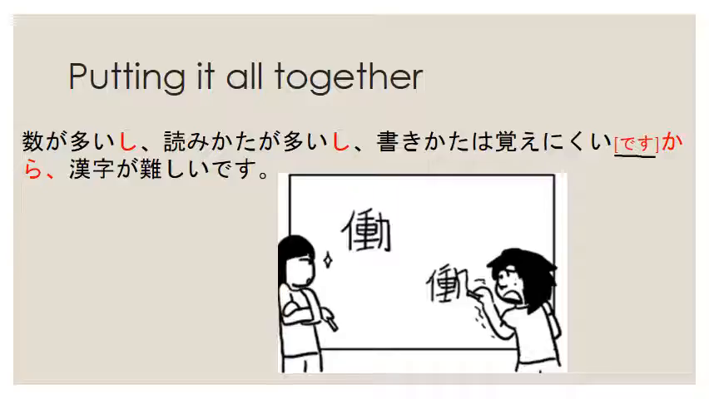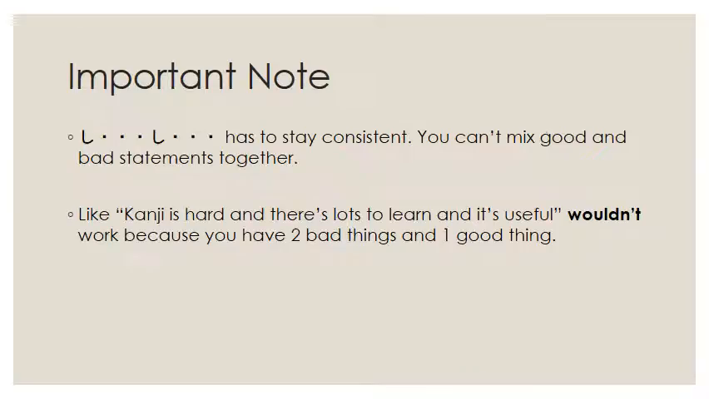But as you can see, し requires very little effort from you. You don't have to do a lot of conjugations in order to use it in a sentence, and you're able to quickly list out reasons why. An important note with し though is you have to stay consistent. You can't mix good and bad statements together.